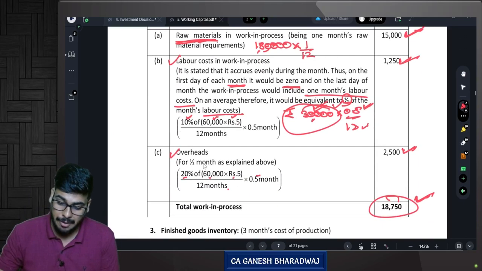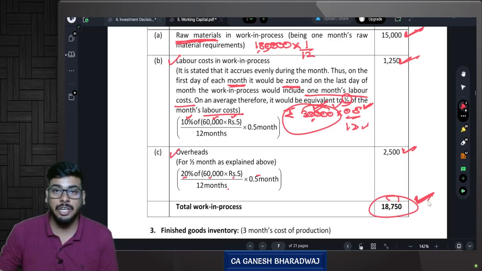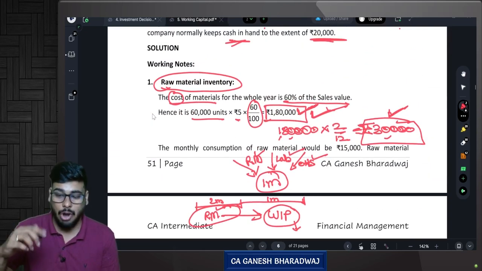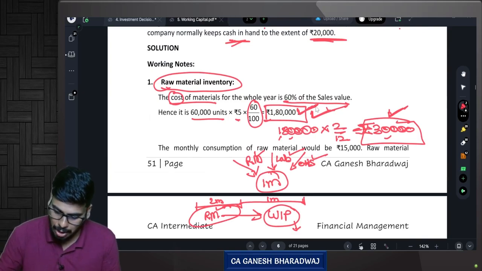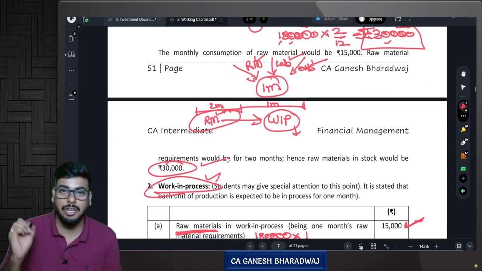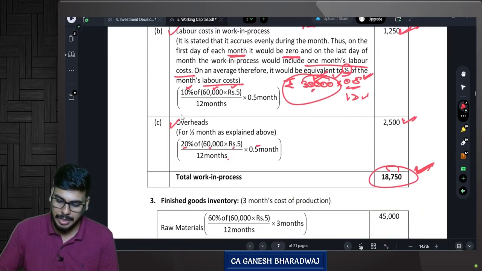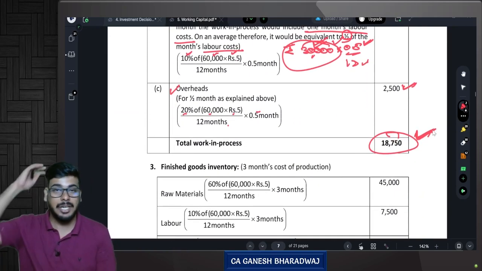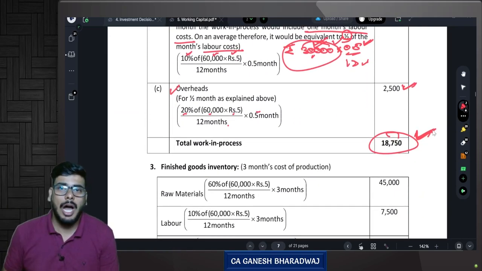Yes. So now with this, we have finished. The amount that needs to be blocked in your WIP is 18,750. Clear with this, guys? So in raw material, what is the amount that gets blocked? 30,000 rupees needs to be blocked in your raw material. How much amount gets blocked in your WIP? 18,750 gets blocked in your WIP. Now, how about finished goods?